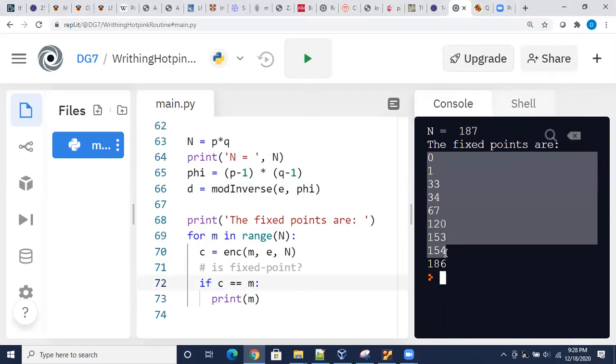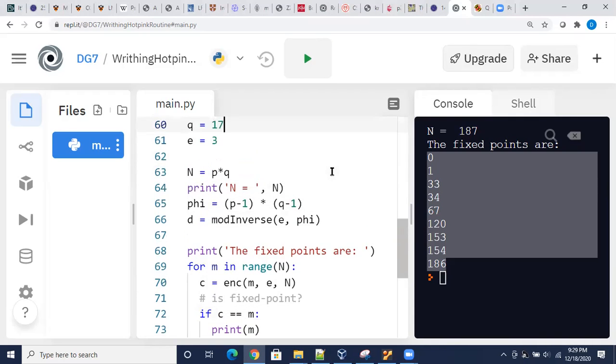3, 6, 9 are fixed points. Not bad. Only a small, tiny fraction of our input messages are not encrypted. Okay, it's a very small portion. So we can try with different values.